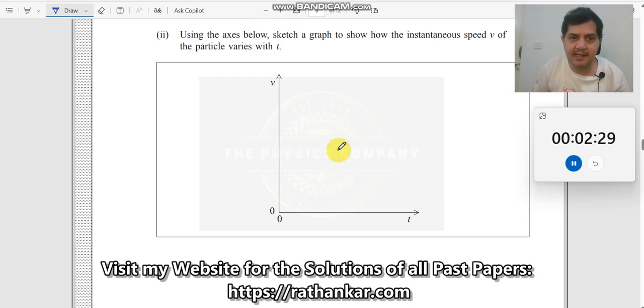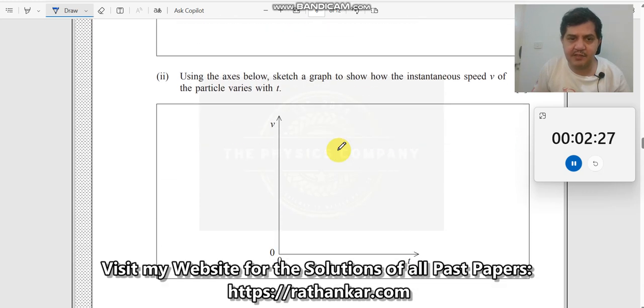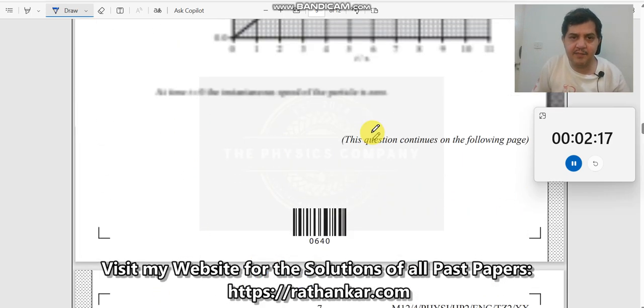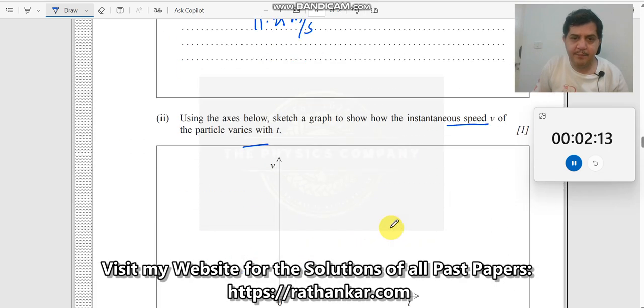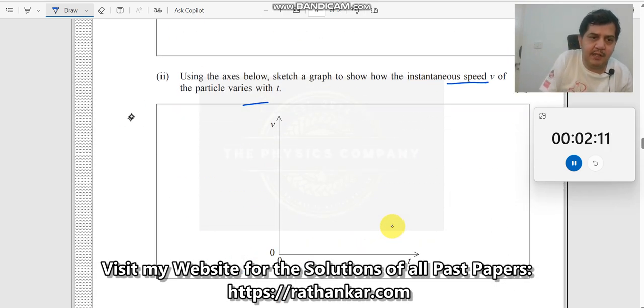Using the axes below, sketch a graph for the instantaneous speed v of the particle that varies with time t. So using a graph, show speed versus time t, v versus t. Now what is the graph given here? This graph is an a-t graph. In the a-t graph, we get a proportional to t. But what you need is the v-t graph.